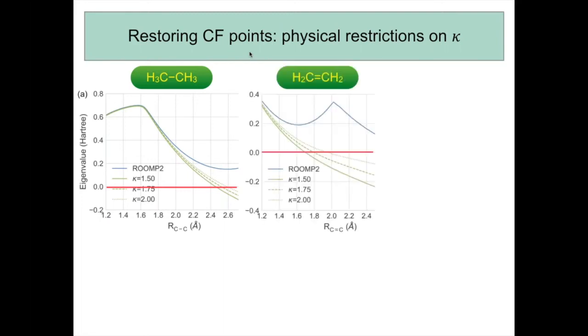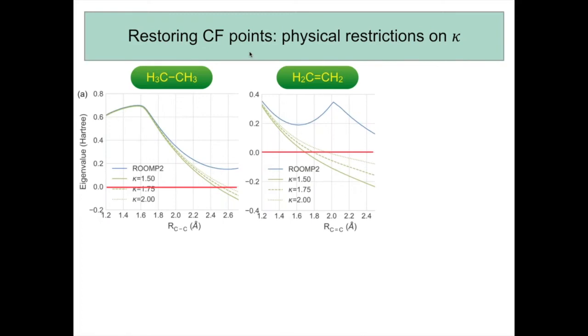If we then go to ethene, you see much the same thing. And because ethene involves 2 pairs of electrons being broken, we should expect that the ethene Coulson-Fischer point occurs at a shorter bond length. And indeed it does for each of the 3 regularizers, kappa 2, 1.75, and 1.5.